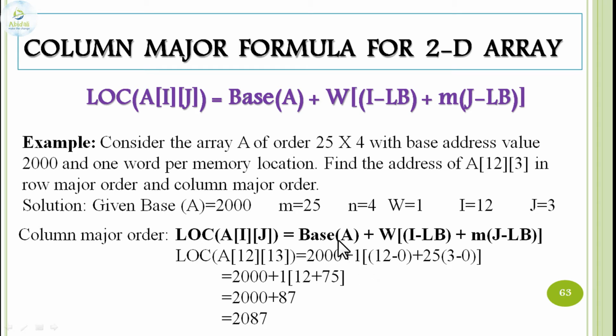2000 plus 1, that is the base address, multiplied by 12 minus 0 plus 25, which is the value of M, times 3 minus 0. So that will solve to 12 plus 75, since 25 multiplied by 3 is 75. 75 plus 12 is 87. 87 multiplied by 1 is also 87. So 2087. See, the difference: it was 51 in the row major order, and here the same thing is 87 in the column major order. So this is how we will calculate the row major and the column major order.